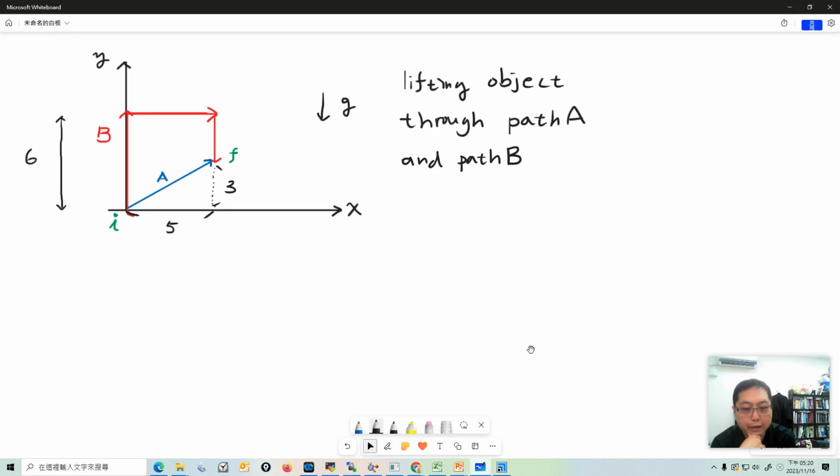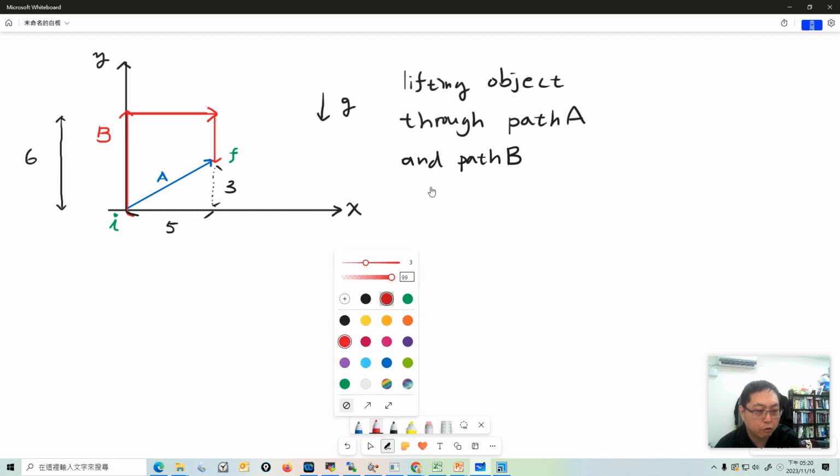This video is going to show another conservative force, which is the gravitational force. We also demonstrate it with a very simple proof. This is not very comprehensive, but just to let you know, the work done by the gravitational force is also path independent. Suppose right now I want to lift the object through path A and path B. So let's calculate the work done by the gravitational force.